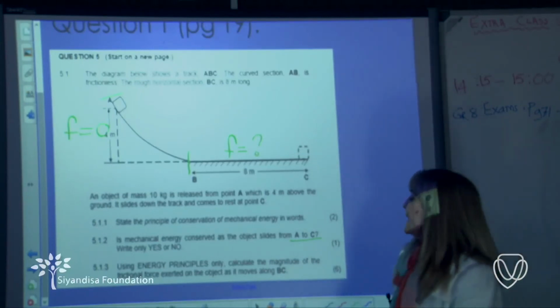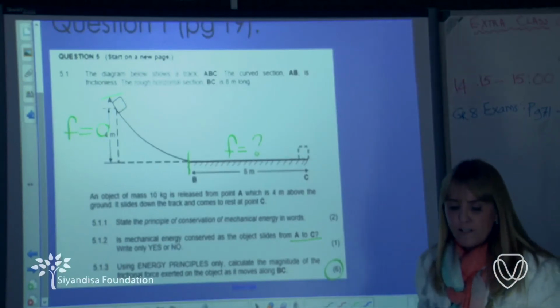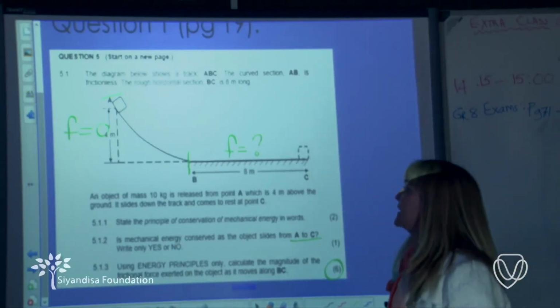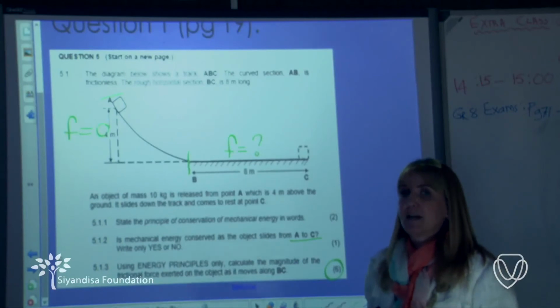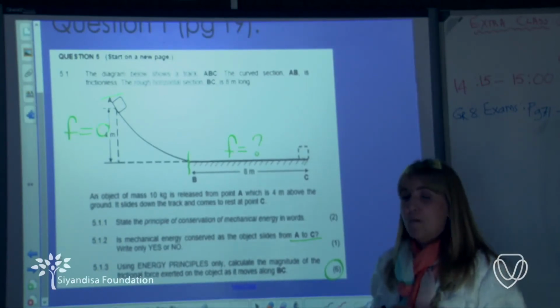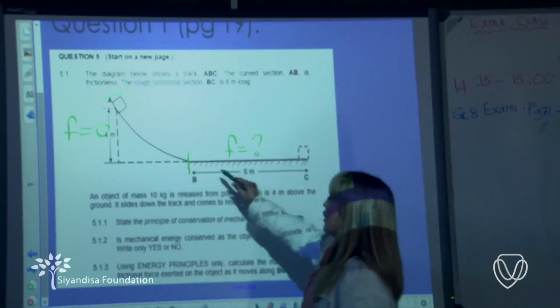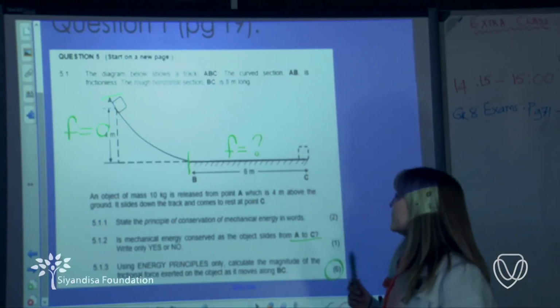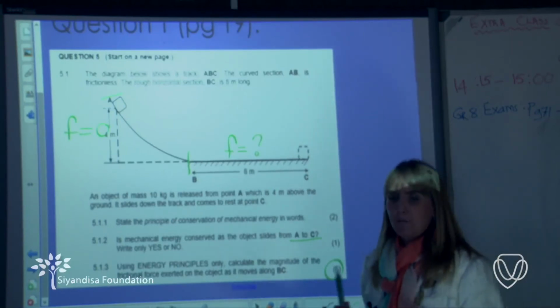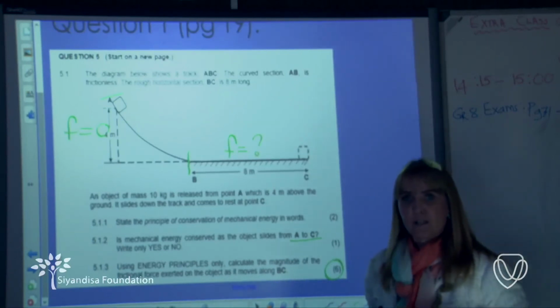Right. Now, this is a 6-mark question. As soon as you see a 6-mark question, you can be pretty sure that either it's going to be done in 2 steps, or you are going to have quite a complex calculation in 1 step. Now, they are asking about only between B and C, but we have very little information about B and C. But we do have more information about position A.